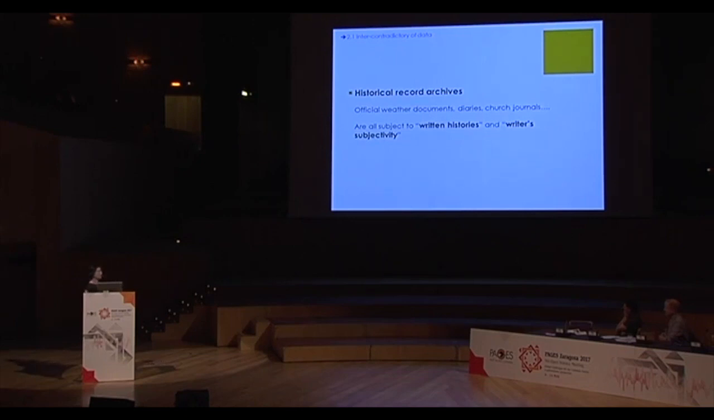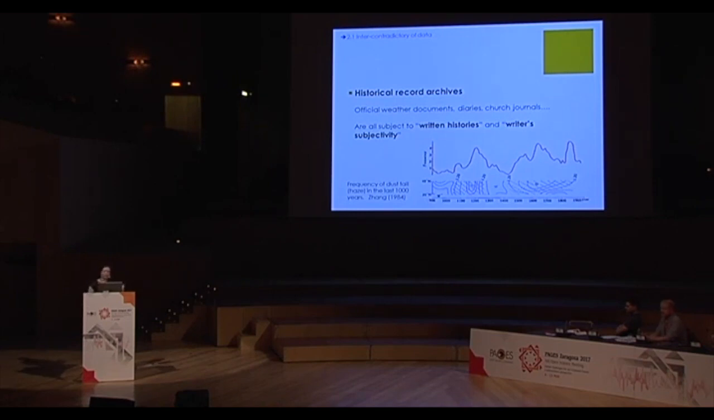So, as I said, we are dealing with historical records. These archives might include official weather documents, diaries, or church journals. That being said, all these written records are subject to written histories. Those records must be written, and they are also subject to the writers' subjectivity as to how they interpret these meteorological events.